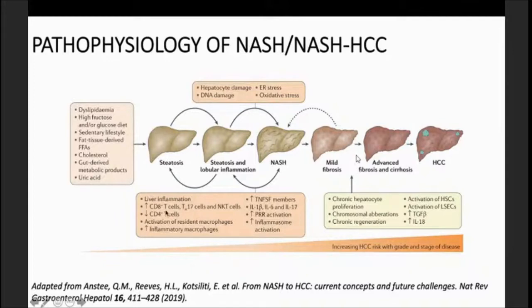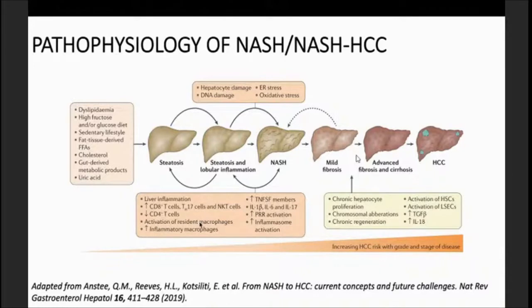There are elevated levels of CD8 plus cells, which play a prime role in adaptive immunity, and the release of T cell cytokines. CD8 cells are cytotoxic T cells, and they also play a role in adaptive immunity. Then comes activation of resident macrophages. Hepatic macrophages play a very central role in maintaining the homeostasis of the liver, as well as the initiation and progression of liver disease.